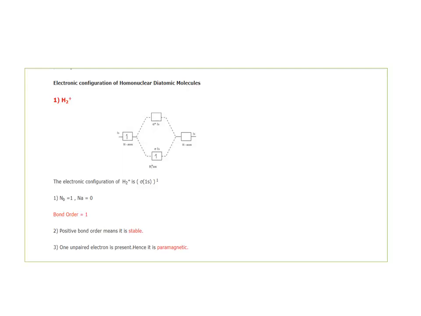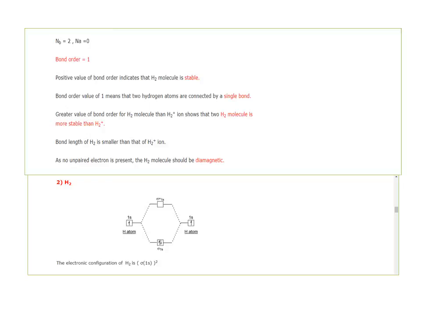So number of bonding electrons which are present in sigma 1s, it is only 1, and number of anti-bonding electrons, it is 0. It means Nb is greater than Na, so it is stable. As it contains only one electron, so it is paramagnetic, and bond order is only half. Bond order is half of Nb minus Na, so bond order is half.